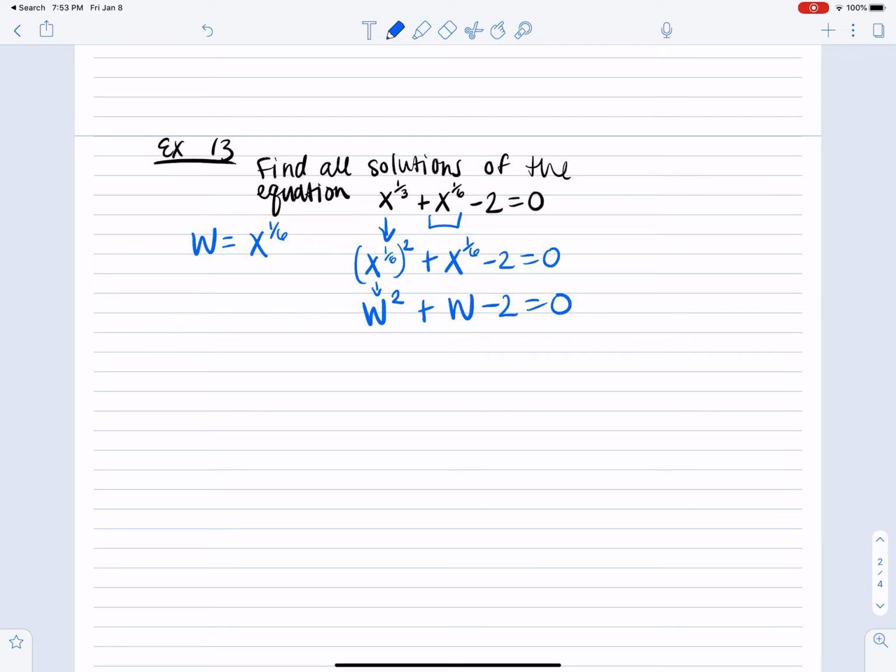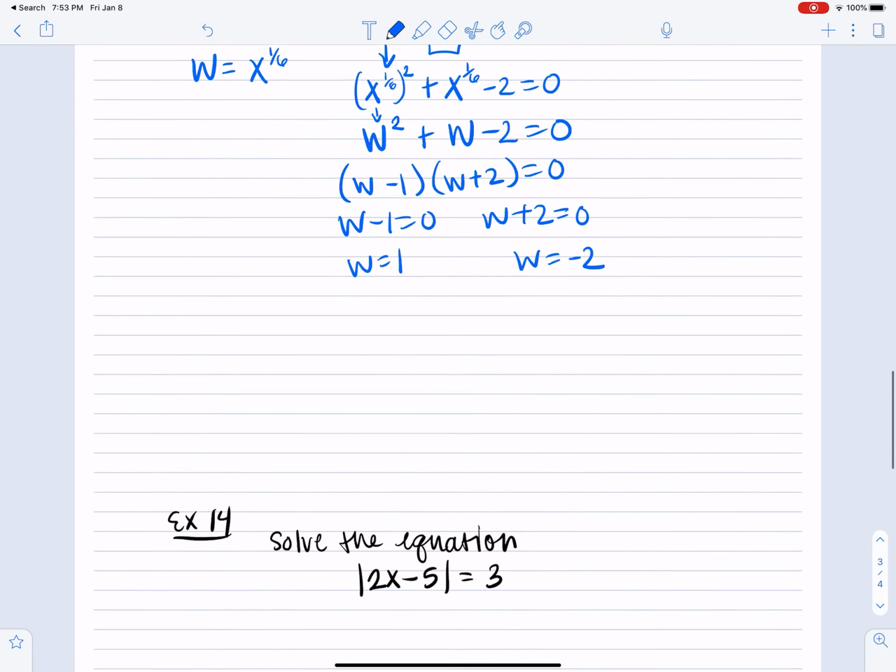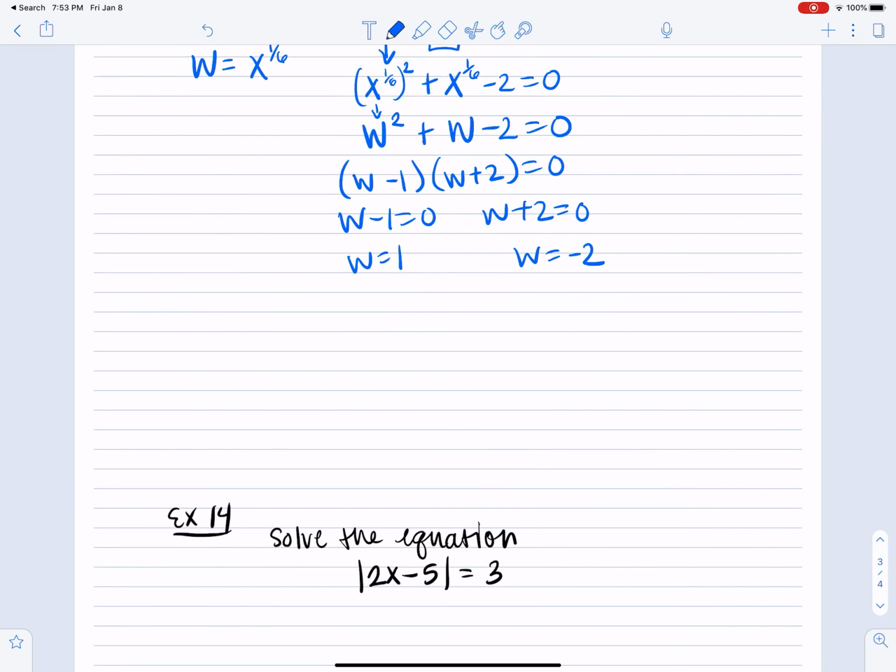So this one actually factors, so we can factor this down into, you can do your t-chart on the side if you need to, w minus 1, w plus 2 equals 0, so we get that w minus 1 equals 0, and w plus 2 equals 0. So w equals 1, or w equals negative 2. Now remember, w is x to the 1/6. So x to the 1/6 actually equals 1, or x to the 1/6 actually equals negative 2.